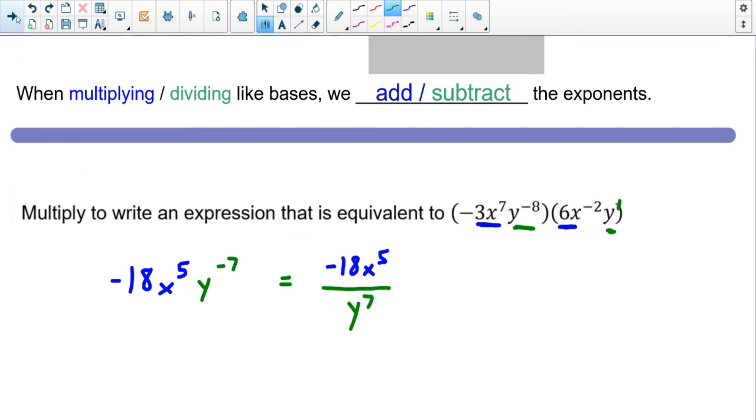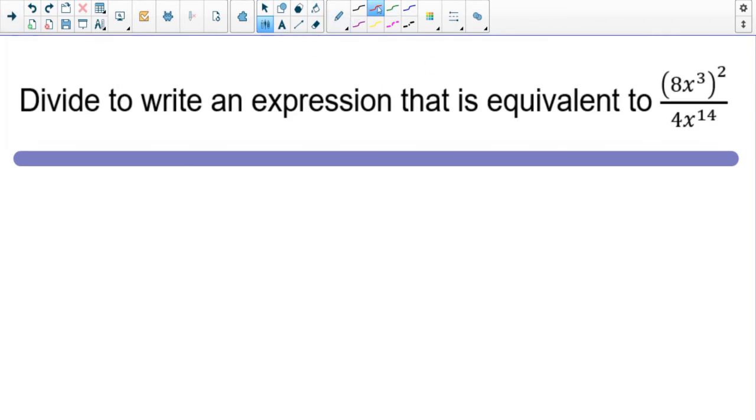All right, let's do one more. So here, kind of the same thing. This is saying divide to write an expression that's equivalent to this. So the first thing I do is I can get rid of these parentheses by distributing this exponent, this 2. So 8 squared is 64. And then x to the 3rd to the 2, I'm raising a power to a power, so I multiply those. So this is not 3 plus 2, this is 3 times 2, which is 6.